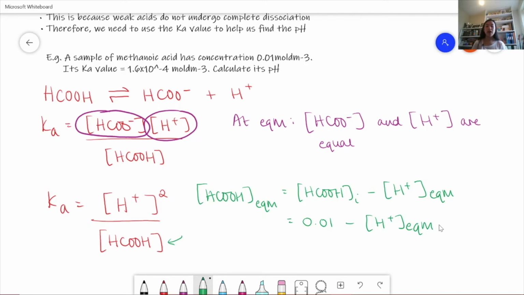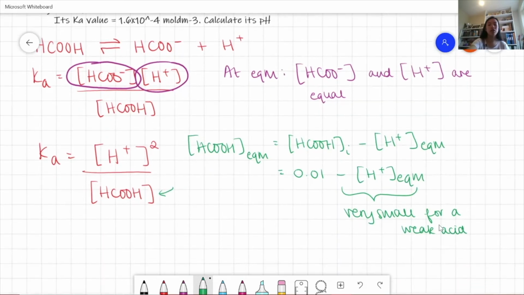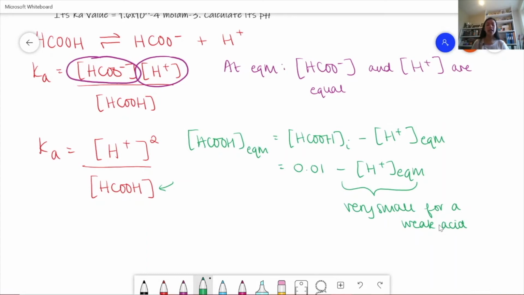And as H plus is small for a weak acid, we can assume that the concentration of this methanoic acid at equilibrium is 0.01, because this is so small. So we say that this is very small for a weak acid, because weak acids aren't completely dissociated, and so the concentration of H plus ions will be really small at equilibrium. And so we can assume that this concentration of methanoic acid at equilibrium is equal to 0.01.